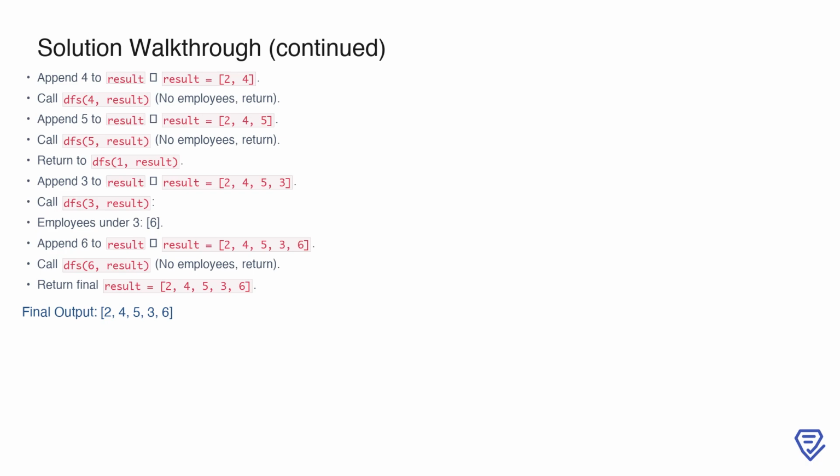Since employee 6 has no direct reports, the function returns. Finally, the DFS traversal is complete, and the result, 2, 4, 5, 3, 6, represents all employees reporting to manager 1 in the order of their visitation.